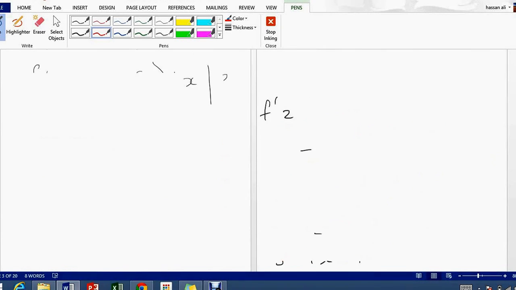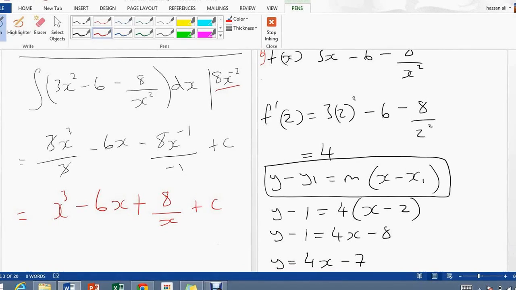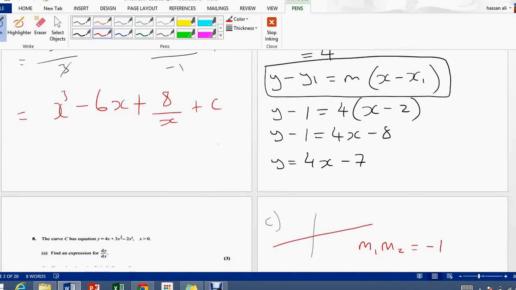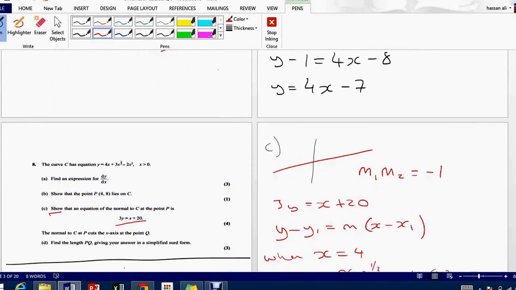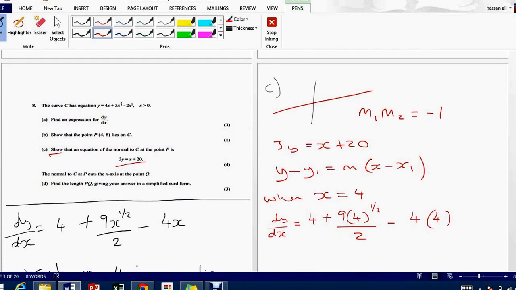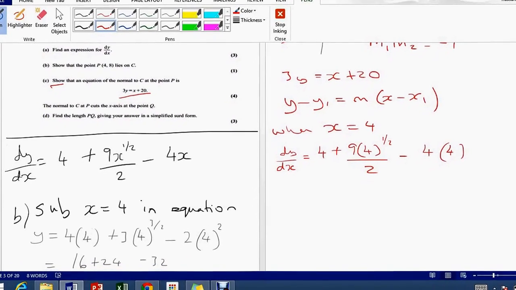Okay, once you solve that, let's get back to that question. Right, once you've solved that, you should be able to work out that 4 to the power of a half is root 4, which is 2. 9 times 2 is 18, and 18 divided by 2 will give you 9.